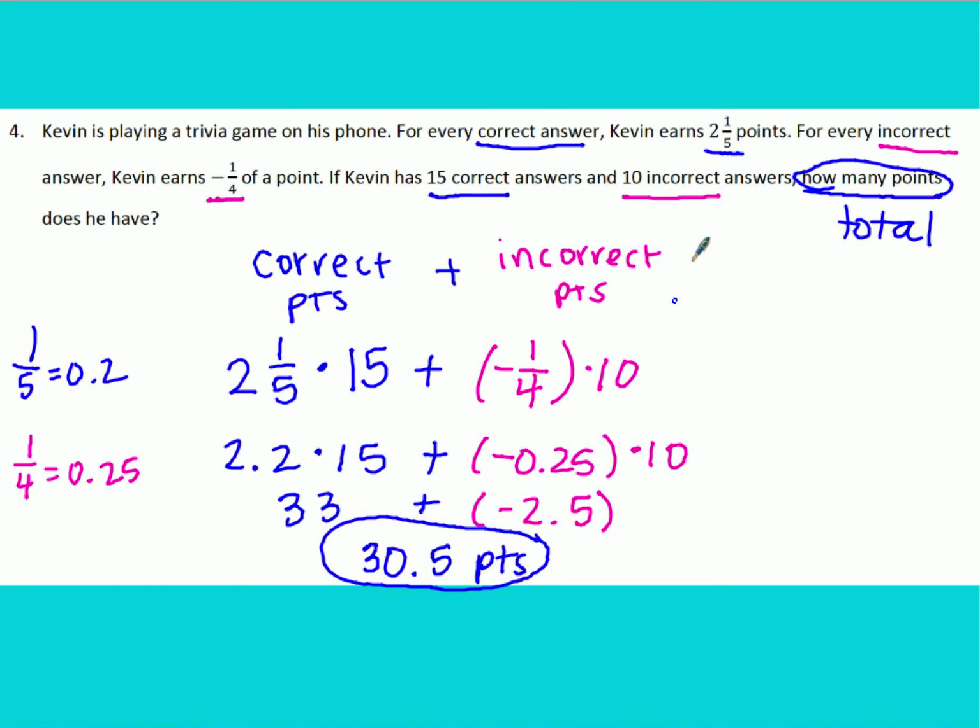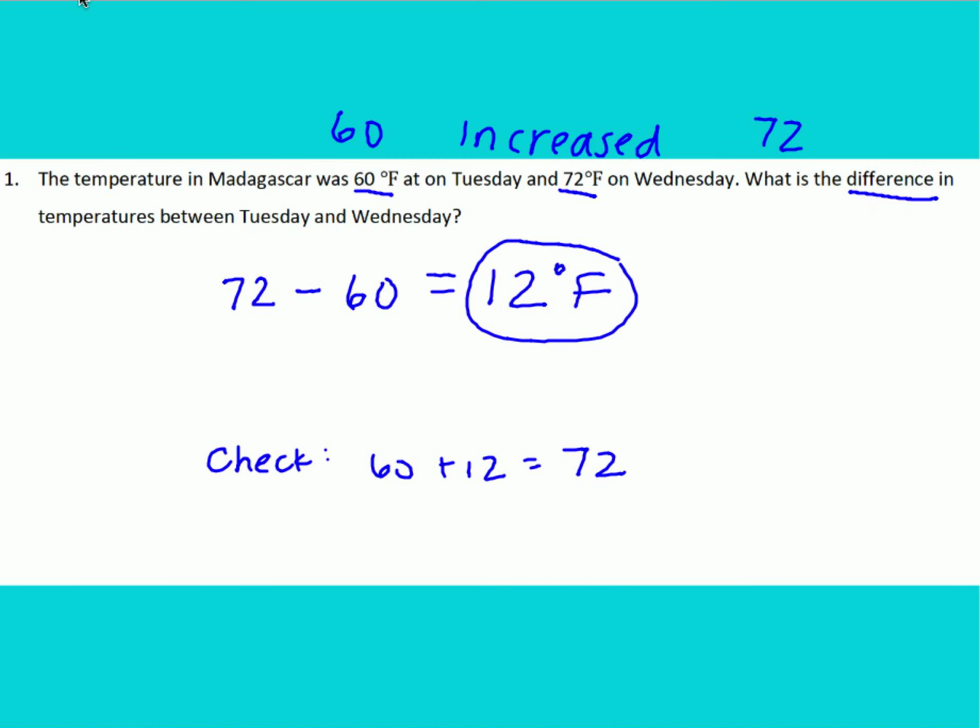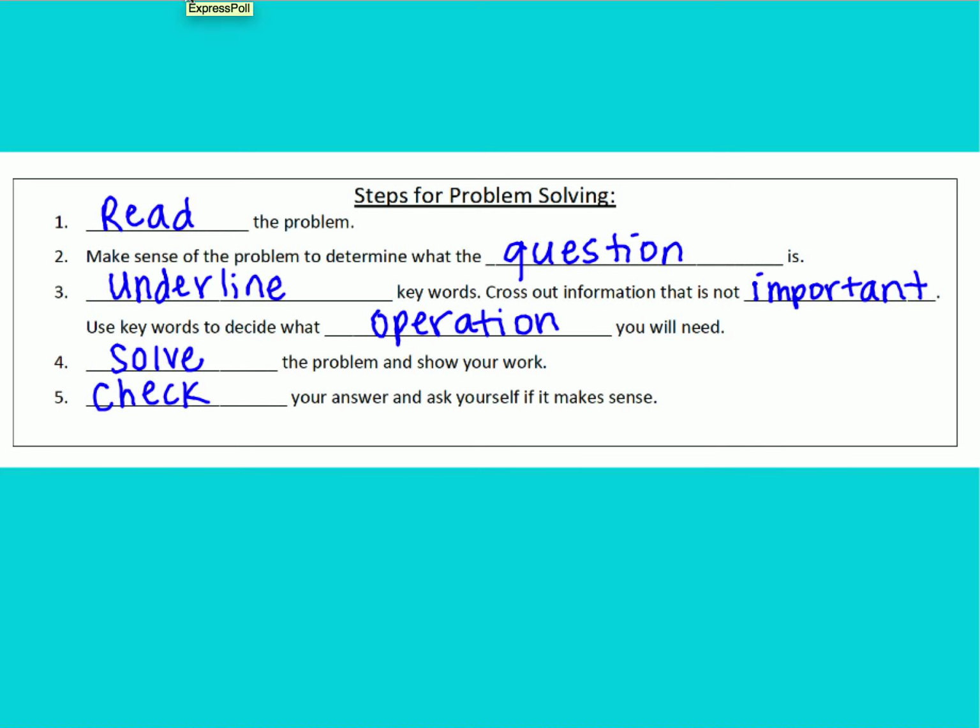So there are your different steps for problem solving. We can go back to those. They're at the top of your notes here. These are the steps you want to take every single time you try one of these word problems. So read it, make sense of the problem to determine what they're asking you to do, underline keywords, cross out any extra information that we don't need, use your keywords to decide what operation you're going to need, solve your problem, show your work, and then check to make sure your answer makes sense. If you follow these steps each time, you'll be able to figure out these word problems without any issues.